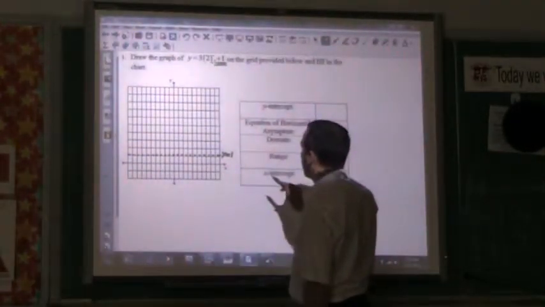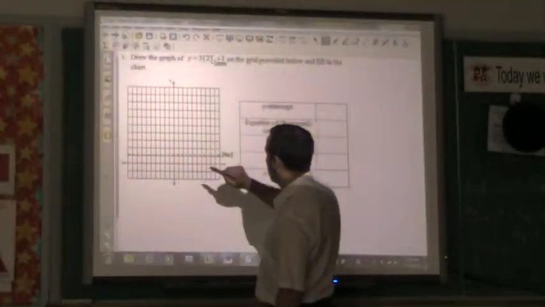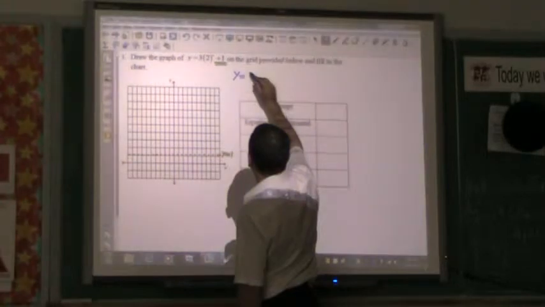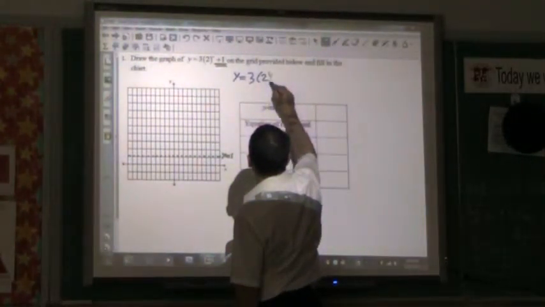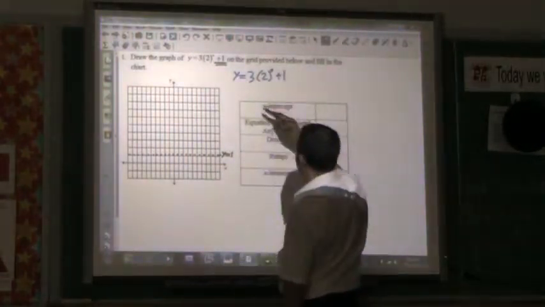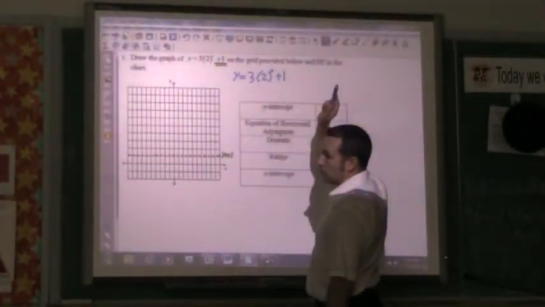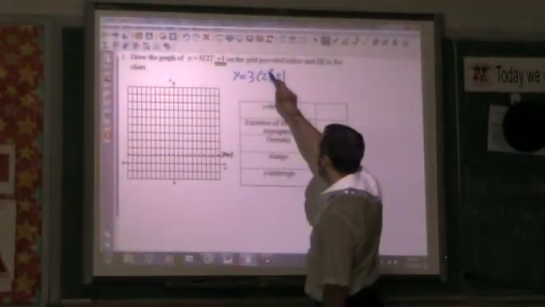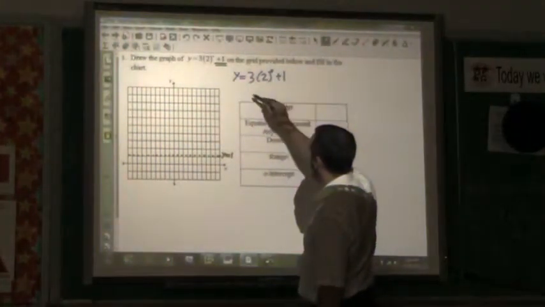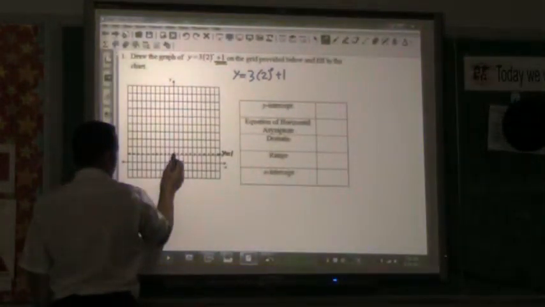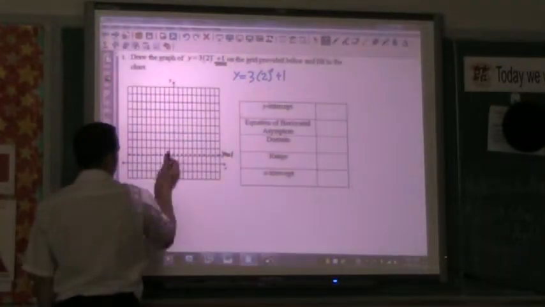The next part, I want to figure out my y-intercept. My y-intercept I get by plugging in 0 for x. So that's 3 times 2 to the exponent of 0, plus 1. Well, anything to the exponent of 0 is 1, so this becomes 1. So I have 3 times 1, which is 3, plus 1 is 4. So my y-intercept is at 4. So 1, 2, 3, 4.